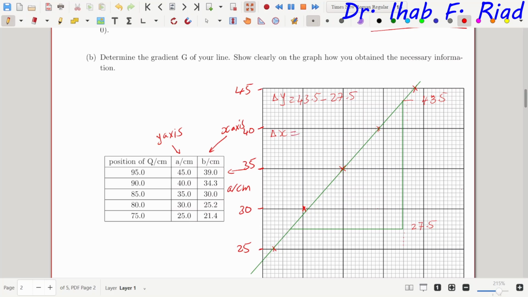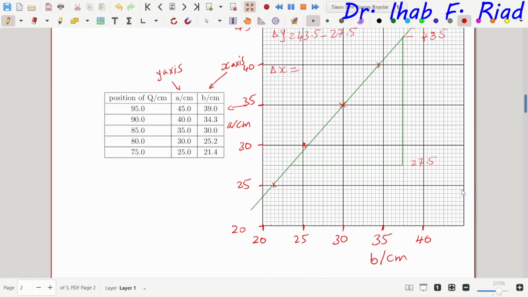What about the x-axis? It is 37.5 over here. And over here we have 22.5, 23, 23.5. So it is 37.5 minus 23.5. So let us use our calculator.